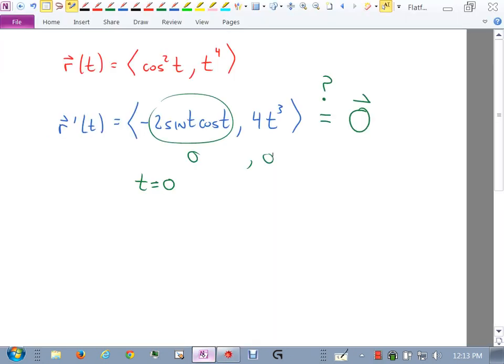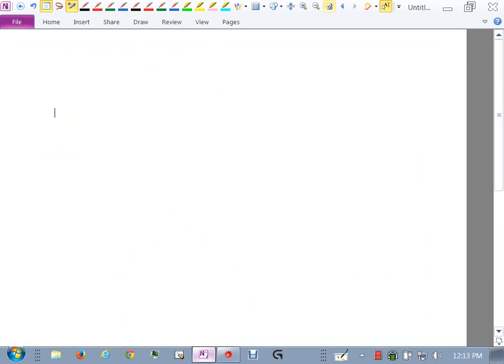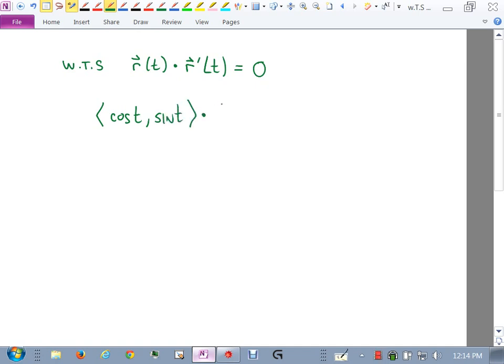So how do I show that something is orthogonal to something? Show that the dot product is what? Zero. So I want to show that r of t dotted with r prime of t is zero. The number zero, not the zero vector. That's what I want to show. Everyone understand why? If I show that, it means they're orthogonal to each other. So what was r of t? Cosine t, sine t. And I want to dot that with its derivative. What's the derivative of r of t? Negative sine t, cosine t.